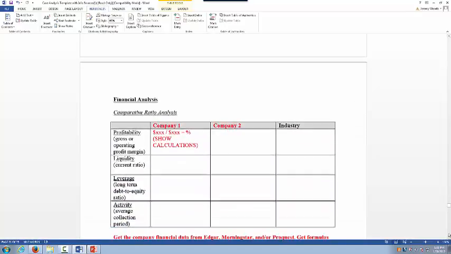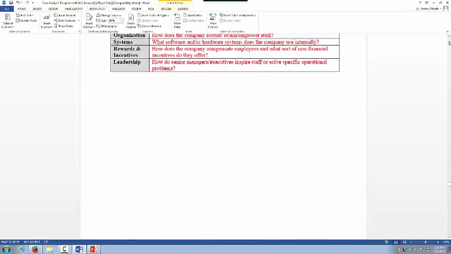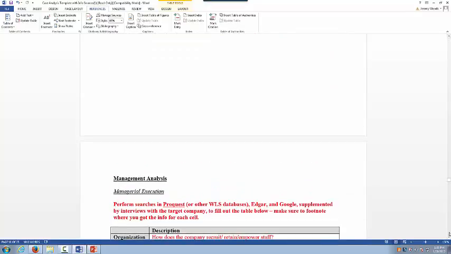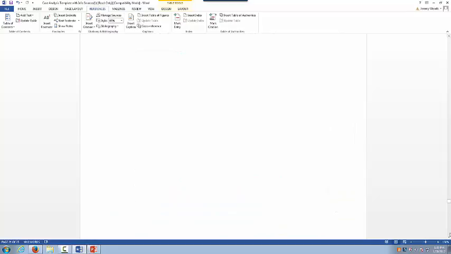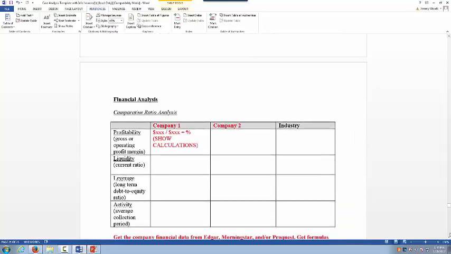So out of those areas, corporate governance, corporate social responsibility, and managerial execution, you're going to choose a recommendation from those 3 areas and write a paragraph on that at the top of the paper.